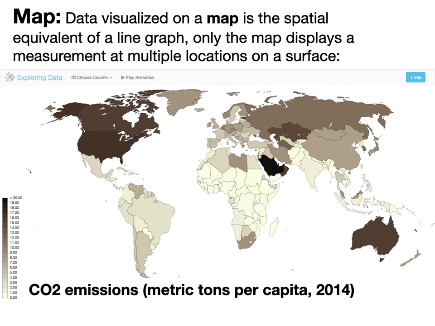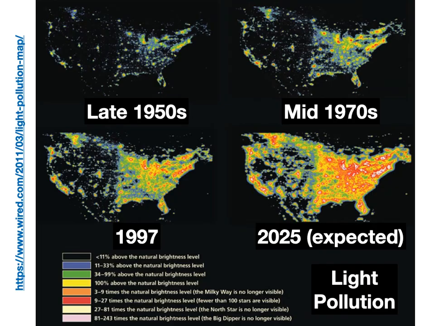This first one is a map of carbon dioxide emissions in metric tons per capita around the world. Each country has a single value of how much carbon dioxide is emitted per person. The darker that country is shown, the higher the value of carbon dioxide emissions per person. You can see the legend on the lower left that shows you what each of those shaded levels actually mean in numbers.